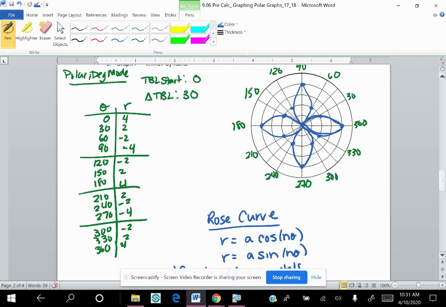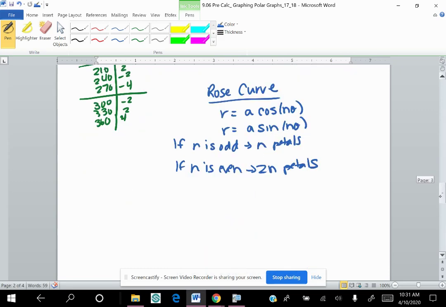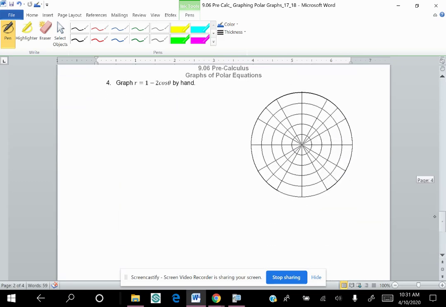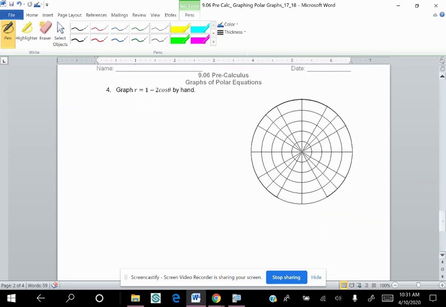All right, and our last one, number 4. Again, you guys hopefully get the idea of what's going on here. So put it into your calculator, write out your table, and then play it, and I'll show you what the graph is going to look like.